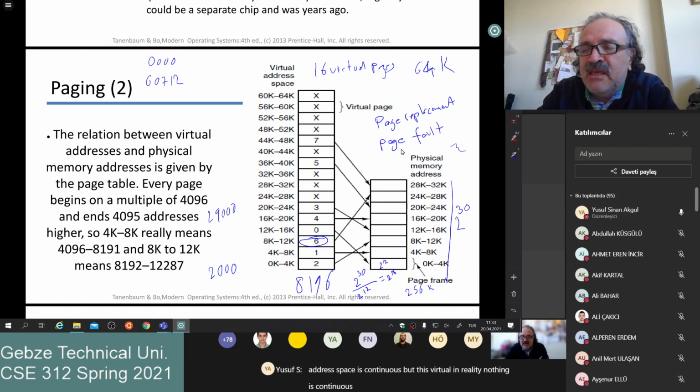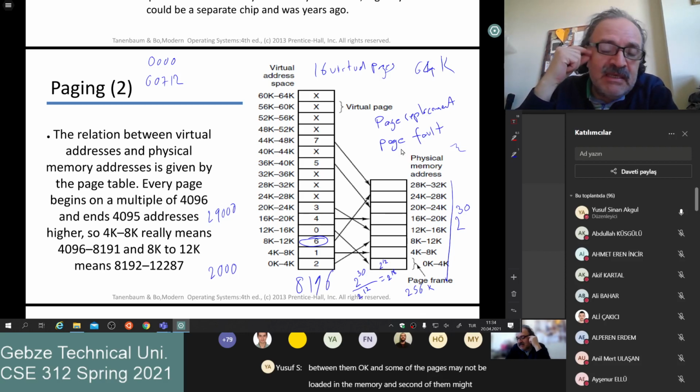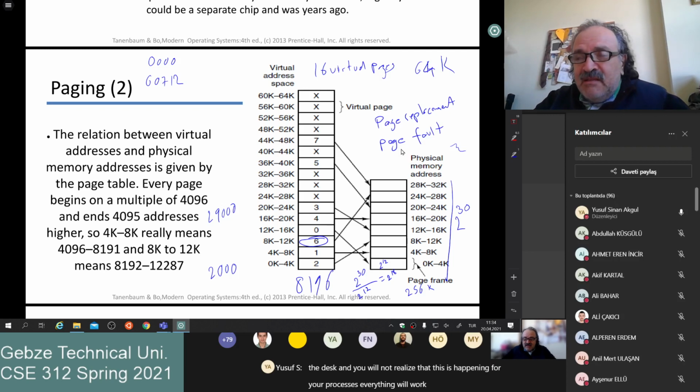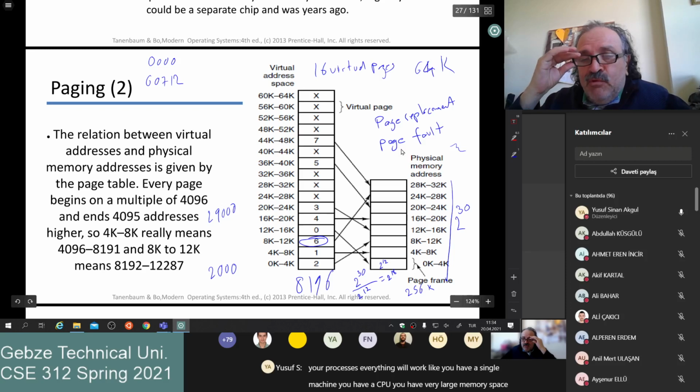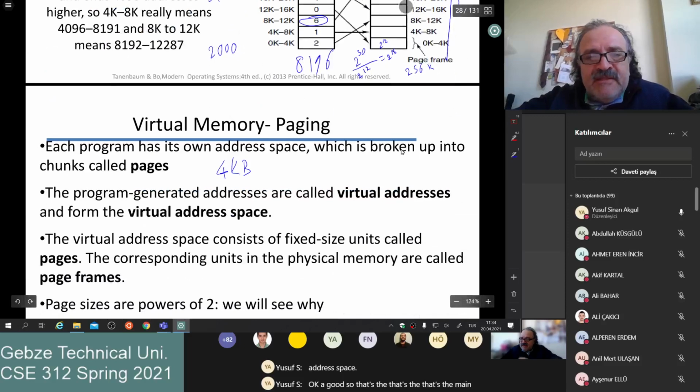Your pages can be ordered in any way. There could be gaps between them. Some of the pages may not be loaded in the memory, and some of them might still be on the disk. And you will not realize that this is happening for your processes. Everything will work as if you have a single machine, a CPU, and a very large memory space, and you can do whatever you want with your virtual address space. Okay, good. So that's the main idea, and we talked about this.